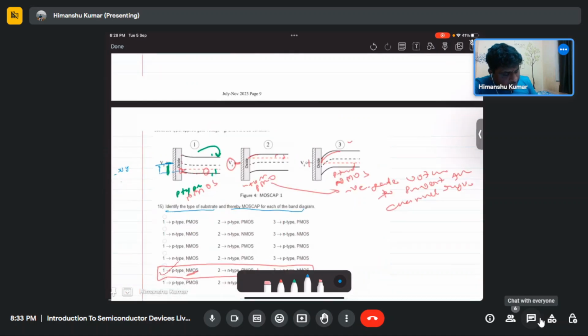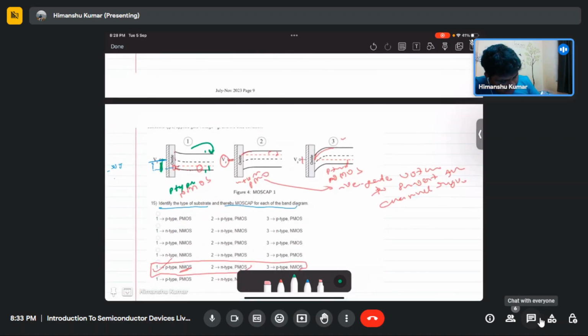So the bias is negative, and this is the case of accumulation of majority charge carriers. The holes will accumulate there, and the interface will become more p-type.